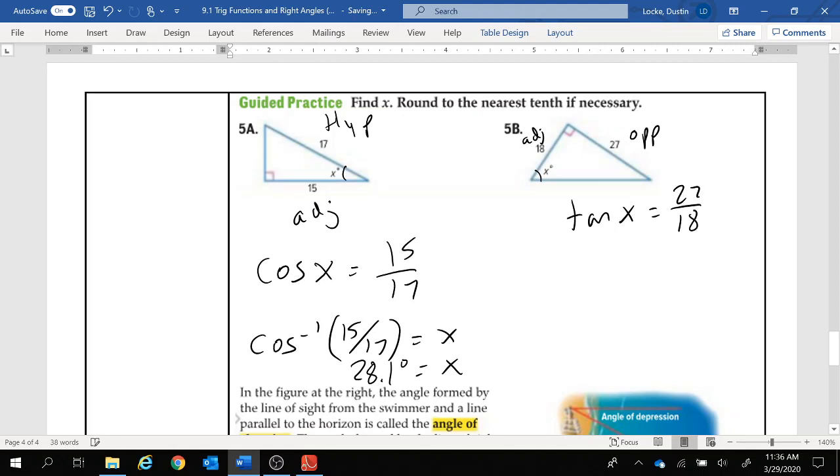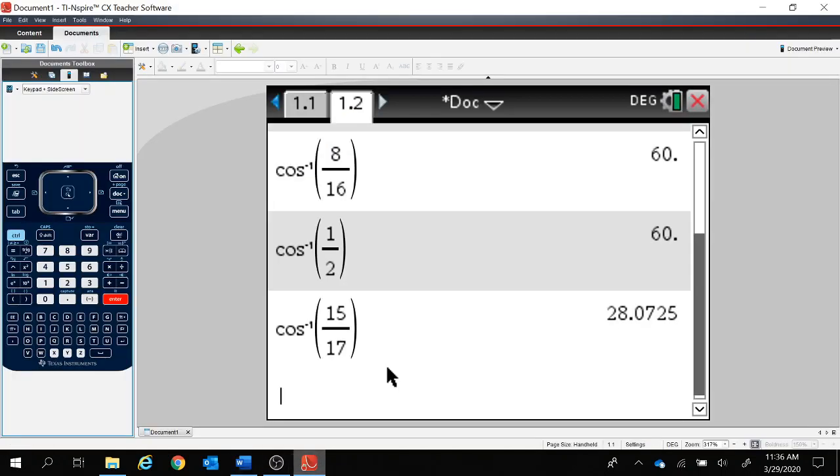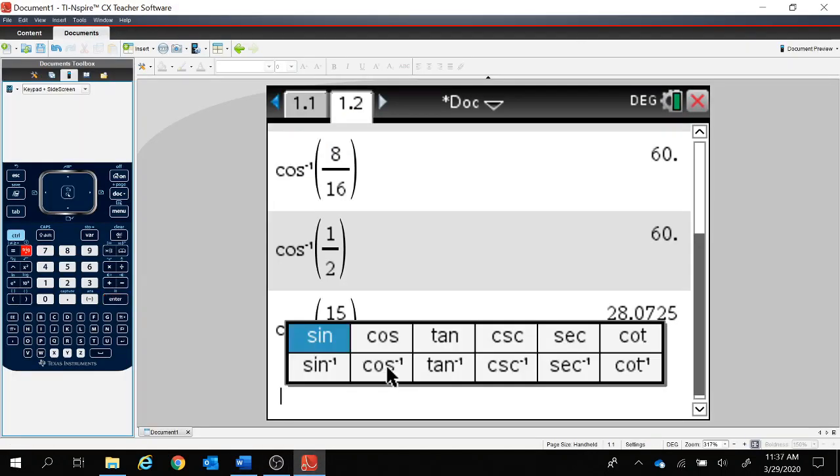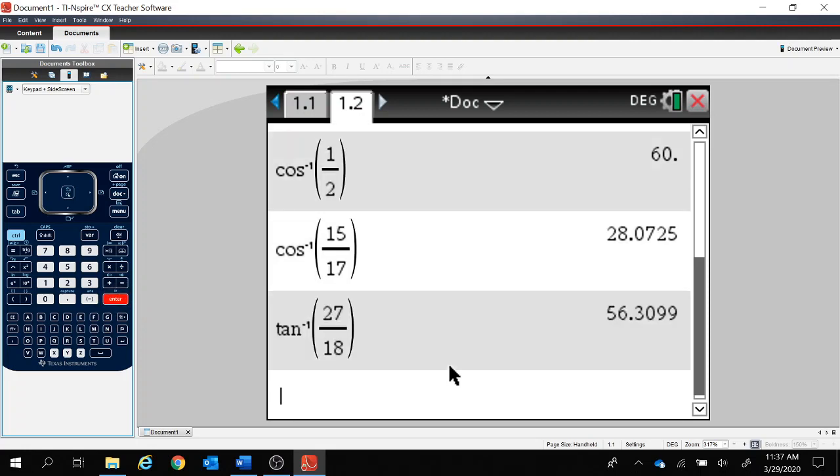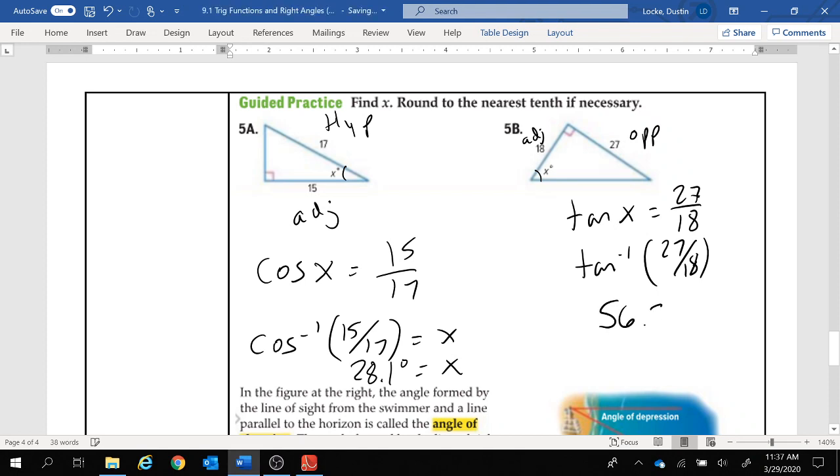27 over 18 would be your ratio, okay? And then tan inverse 27 over 18. Let me go and type that in as well. Tan inverse 27 over 18. And 56.3 is that missing angle. All right, and that is how you find missing angles of right triangles given two side lengths, just using the inverse trig function.